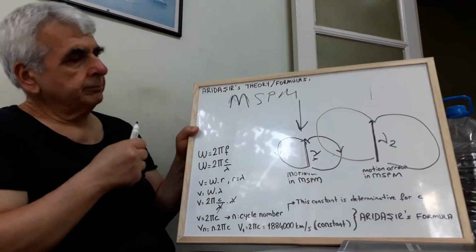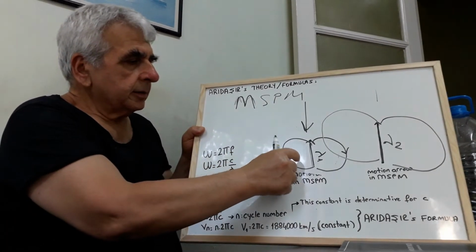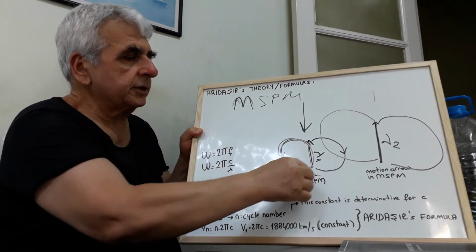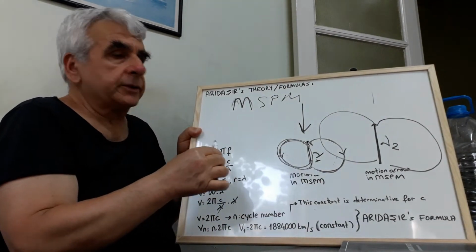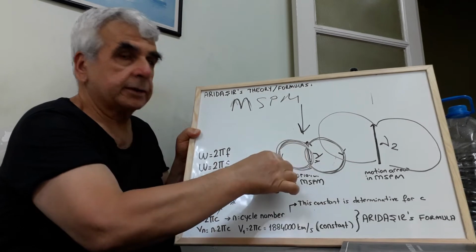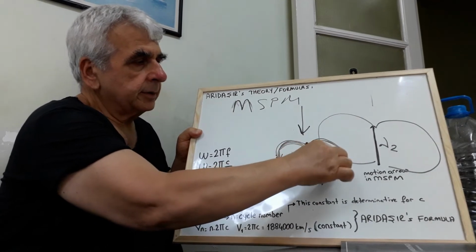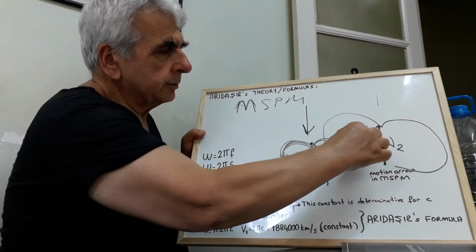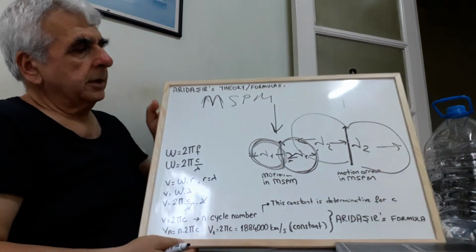Now, this electron motion forms angular velocity of first cycle, this one or this one, first cycle. Okay, lambda 1. Radius, here lambda 1, okay, and here lambda 2, I hope you see.